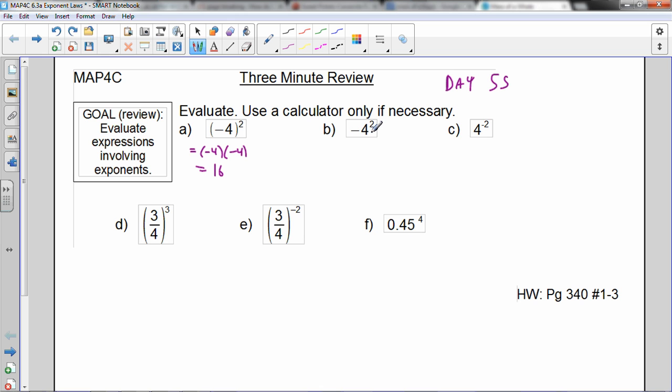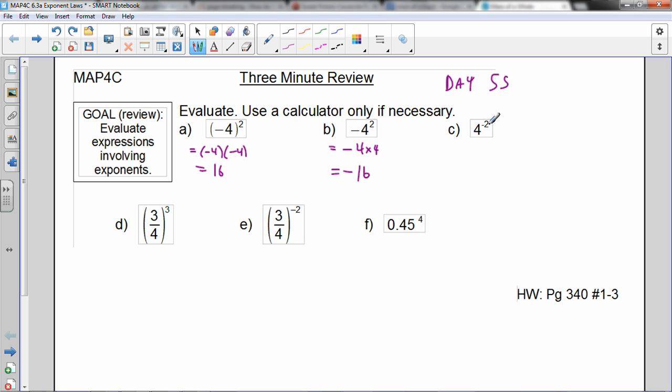But for B, isn't it the same question? Well, no, it's not, because the negative is by itself, and it's not the base of the exponent 2, right? The base here is 4. The exponent 2 is acting only on the 4. So this is the negative of whatever 4 squared is. They're different, and you need to sort that out on your calculator.